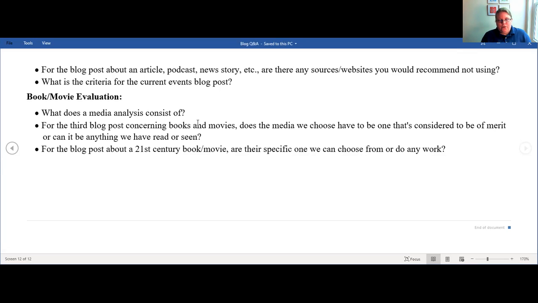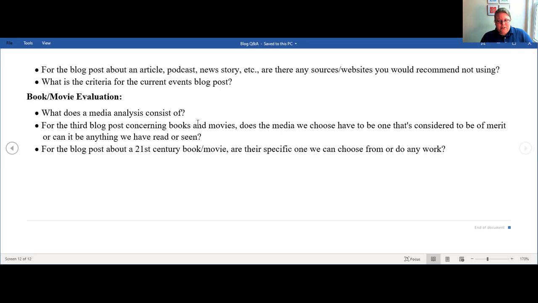Some people might choose those, right? There's some great books and movies out there that have a little bit more meritorious quality. So I'm thinking Handmaid's Tale, right? People might examine the role of religion there. You can also use something else.